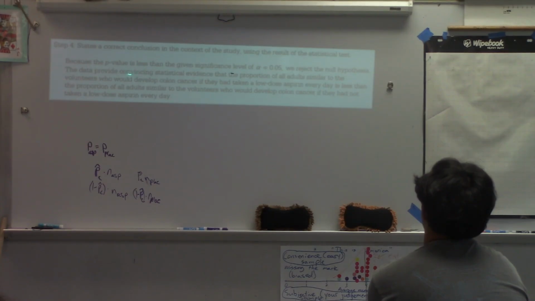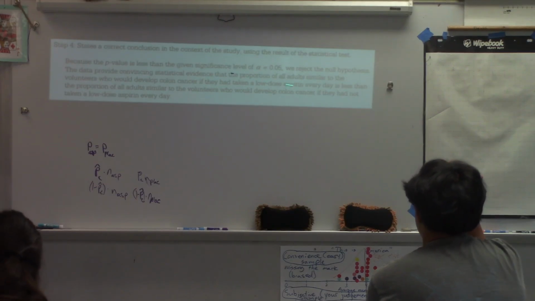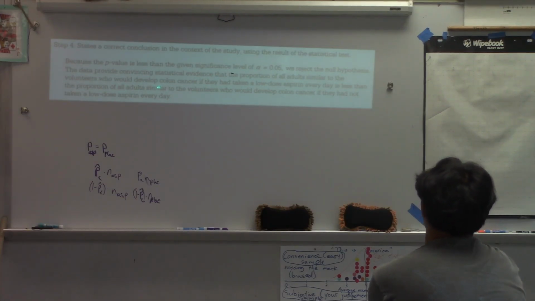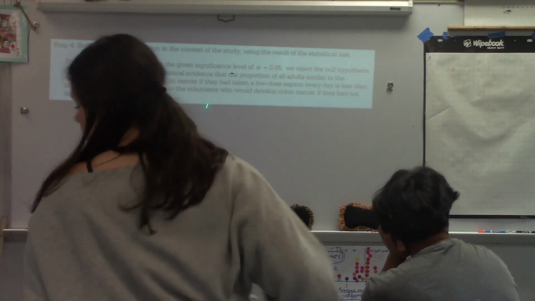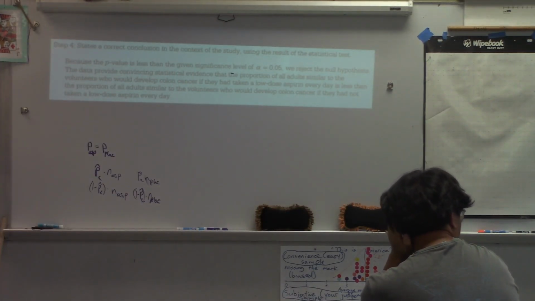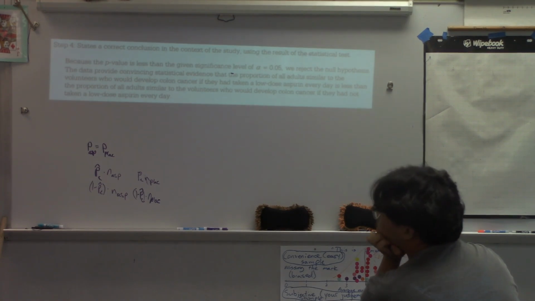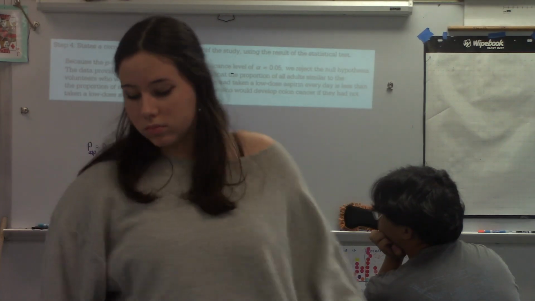Conclusion: the p-value is less than the given significance level, we reject the null. The data provides convincing statistical evidence that the proportion of all adults, similar to the volunteers who had developed colon cancer, if they had taken a low dose, and so on. This is just taking the context from earlier. So, conclusion about the null hypothesis, evidence for or not for the alternative hypothesis, and context.